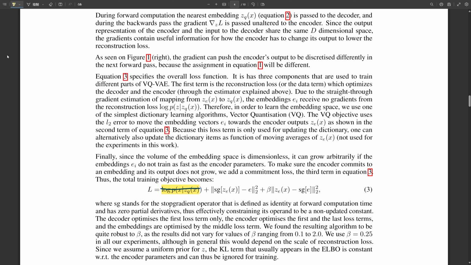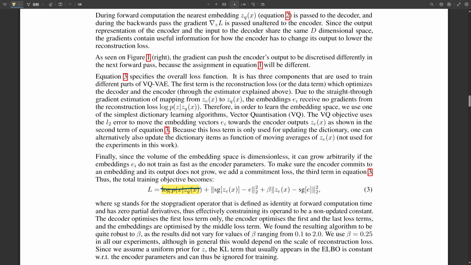And the overall loss function is typically a combination of all three of these: the reconstruction loss, the VQ loss, and the commitment loss. So it's a carefully balanced recipe that allows the model to learn these discrete representations effectively. It's pretty amazing when you think about it. It's like a whole new way of training a neural network.